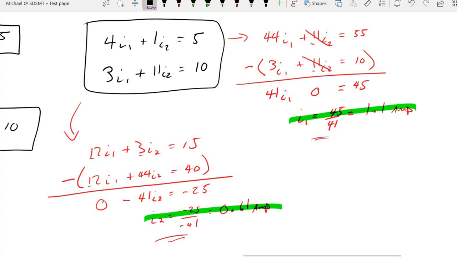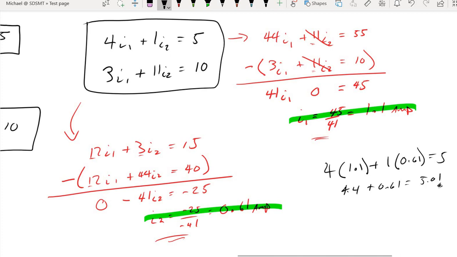Our self-check says that 4 times the value of current 1 plus 1 times the value of current 2 must equal 5. So let's check that. We have 4 times 1.1, which is 4.4, plus 1 times 0.6, which is 0.6, which gives us 5.01. Well, that 0.01 there is to be expected from some rounding error, but I'm okay with that because we're getting a true statement out of the first equation.